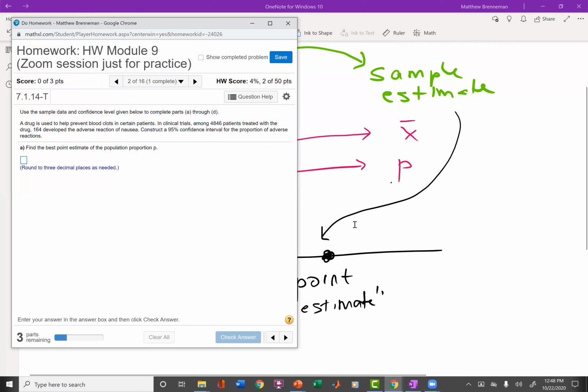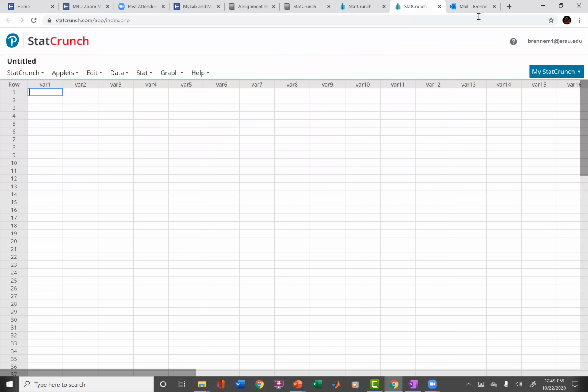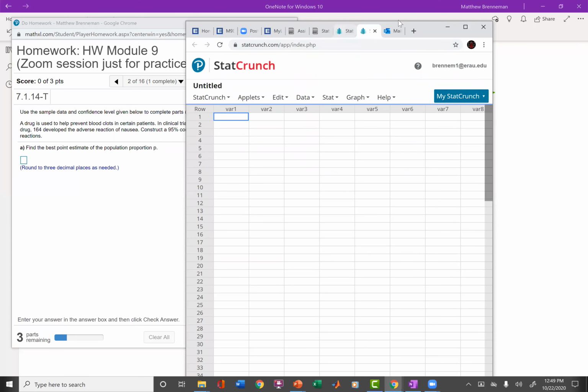And now we're going to go ahead, we're going to compute that 95% confidence interval. And so one of the reasons why we have to make this decision early on is because when we go to StatCrunch, it's going to affect how we compute things, right? So I'm going to go to StatCrunch here.